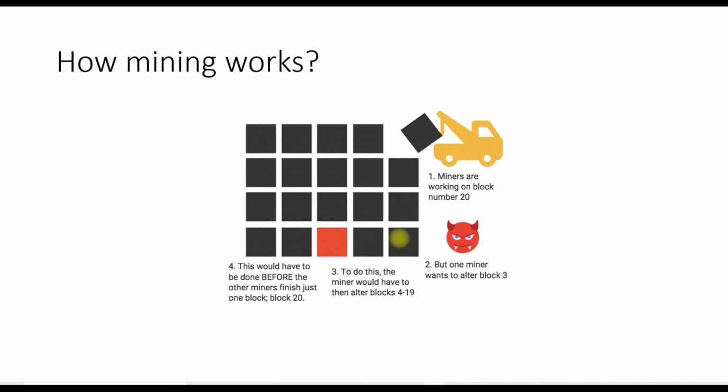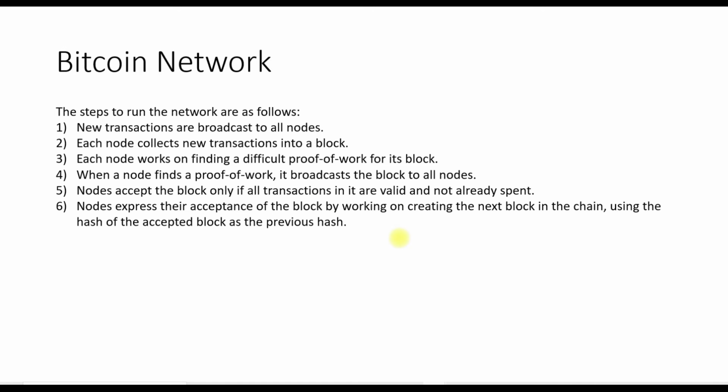Yep, we go to the next one, which is the Bitcoin network. I'm just going to read the following steps on the Bitcoin network. It's a 6-step process. New transactions are broadcast to all the nodes. Each node collects new transactions into a block. Each node works on finding a difficult proof of work for its block. When a node finds a proof of work, it broadcasts the block to all the nodes.